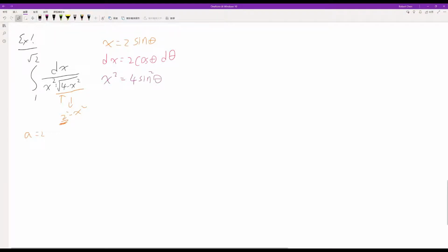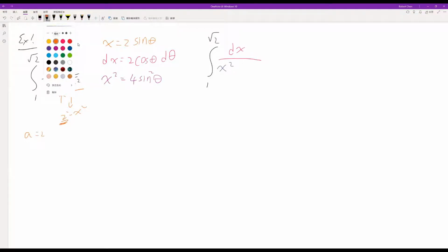Okay, so let's rewrite this integral a little bit. So we have the integral from 1 to root 2, right? And then we have dx in the numerator, x squared, which we found as well from here, and then square root of 4 minus x squared. Right.